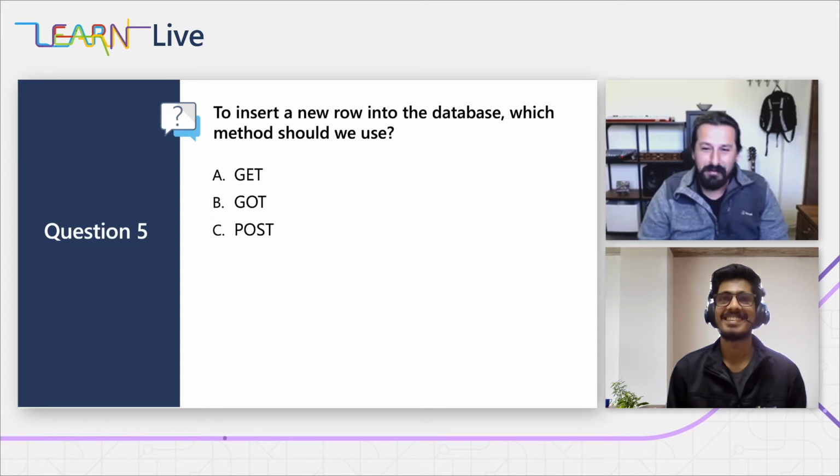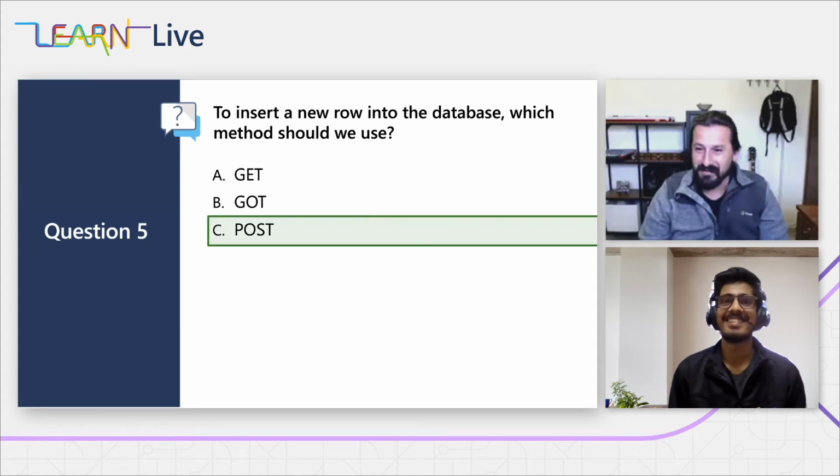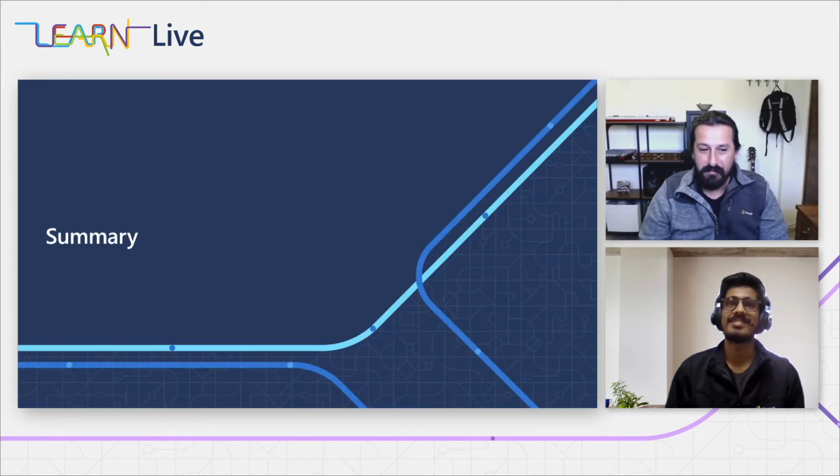I think whoever wrote the answers to these questions might have been a Game of Thrones fan, but I think you're right. The answer is C. Let's check. Yeah, indeed, it's C. It's a post method. Well done. So let's summarize what we've learned in this module.